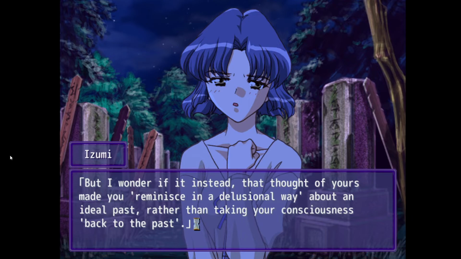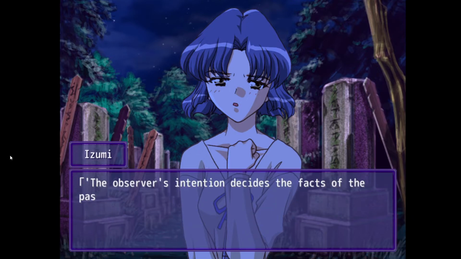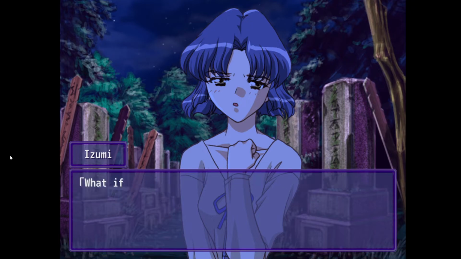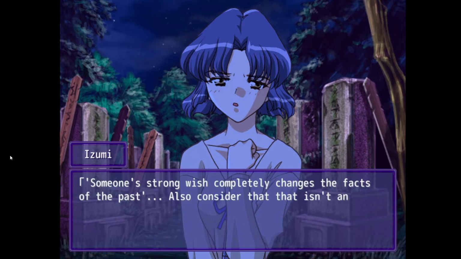But it could have. But then when you retain your memories, that's when you don't. Okay? The observer's intentions decide the facts of the past. What if we assume a phenomenon like Schrödinger's cat routinely happens in our daily lives? Someone's strong wish completely changes the facts of the past. Also consider that that isn't an impossible story.